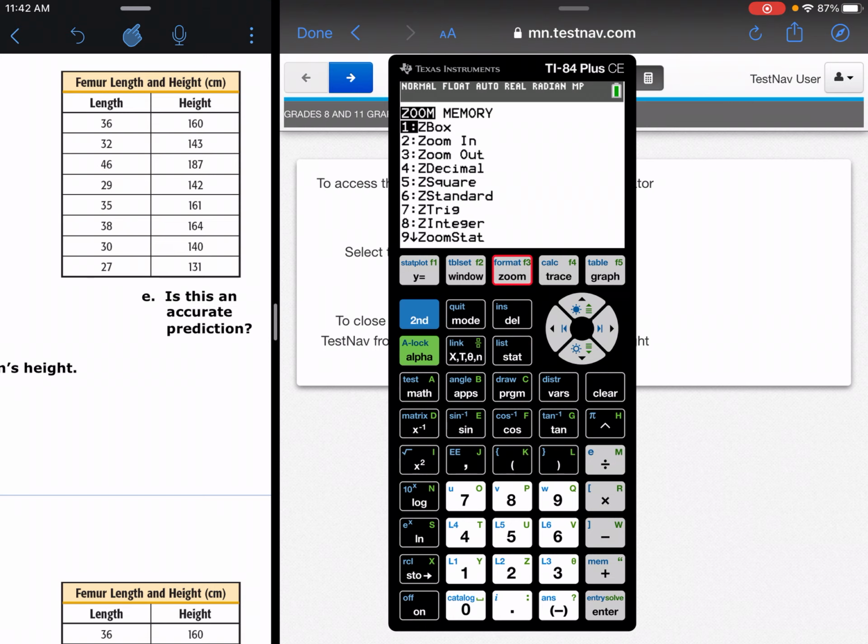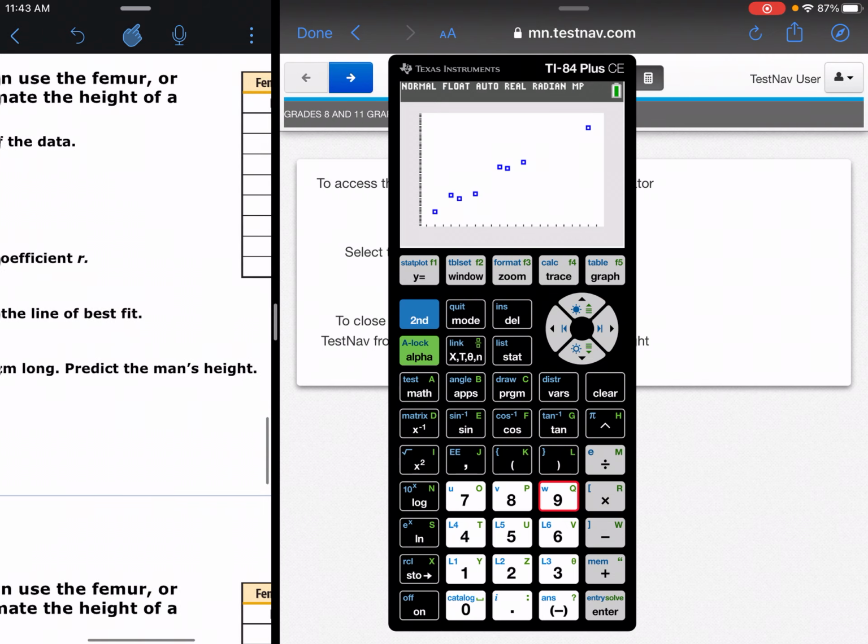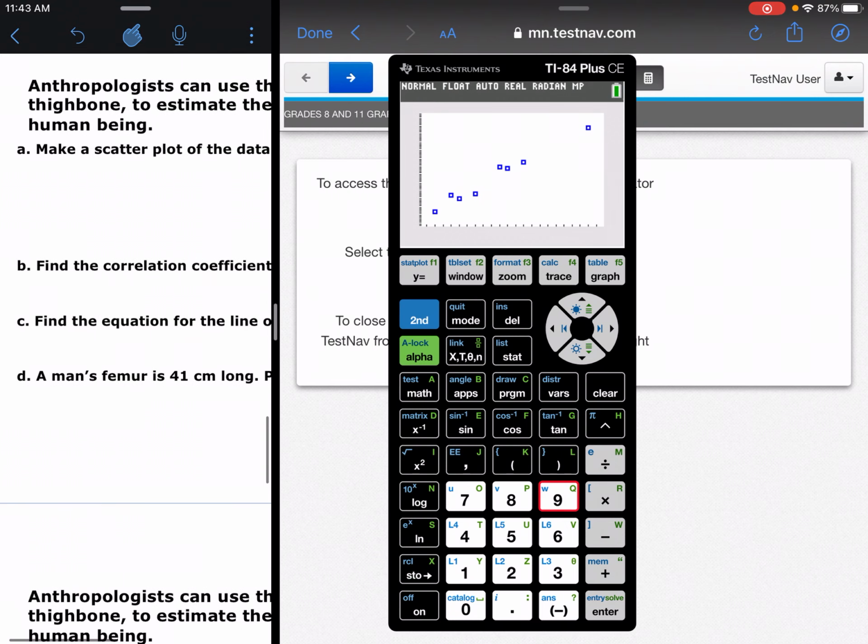For scatter plots, they already have a preset window. It's zoom stat, number 9 down there. So you're just going to press 9, and then this should come up. This is my scatter plot. You'll notice it's a positive correlation and those dots are pretty close together. You can draw this on your graph, or you can also take a screenshot of this, crop it, and then paste it in there for your assignment.